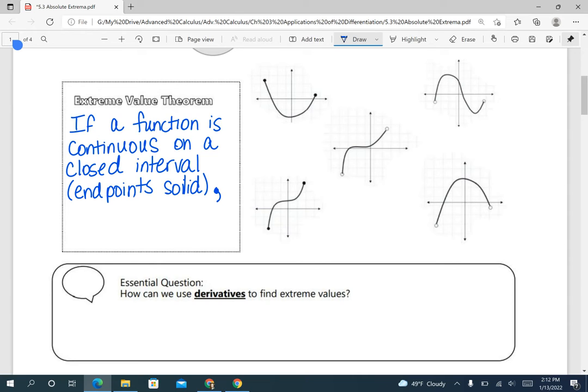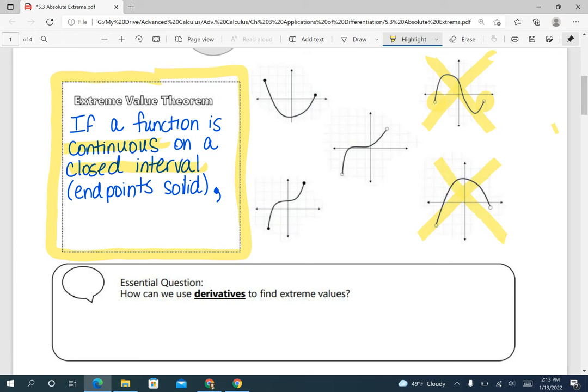Let's look at these graphs. So I have the extreme value theorem, and in order to apply it, the function has to be continuous and it has to be on a closed interval. So I can say that the extreme value theorem would not apply to this interval because the endpoints are not closed. Same for this one and same for that one. For the top graph, the extreme value theorem does apply because the endpoints are closed and the graph is nice and continuous. Same for the bottom one.